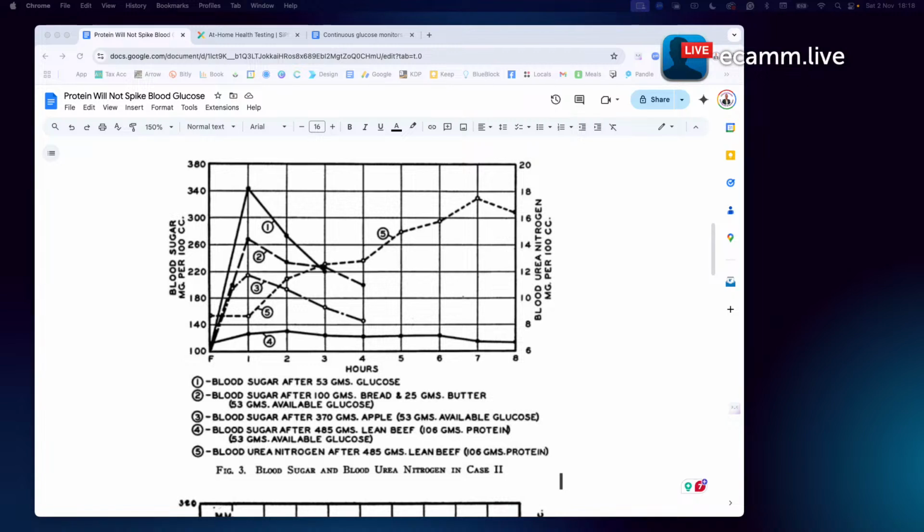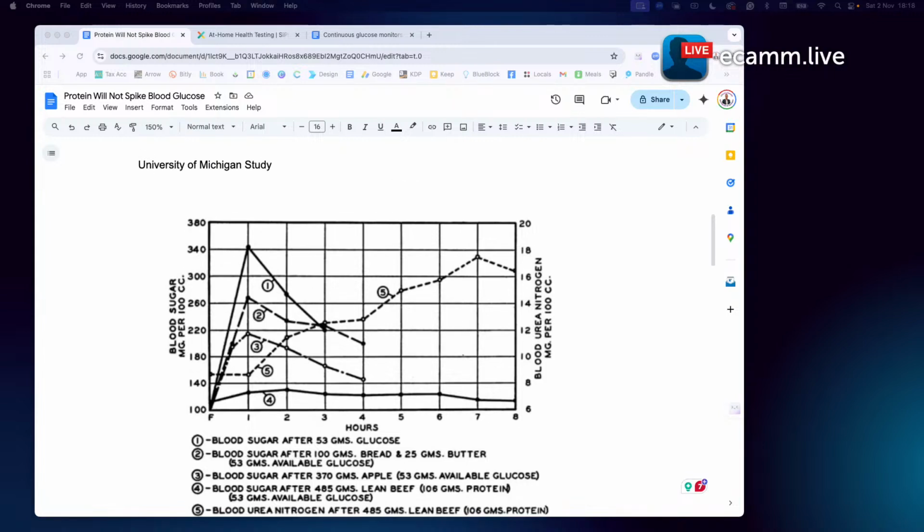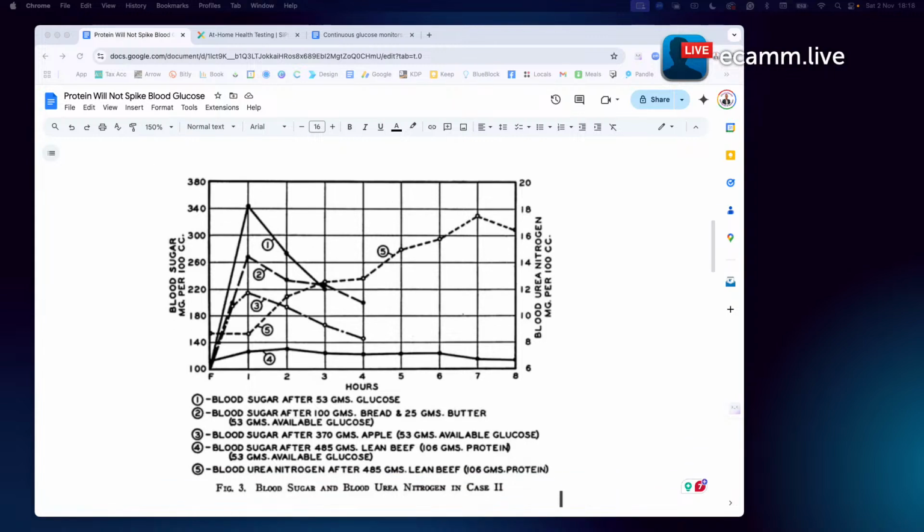Right. Excellent. So this is a display that I find particularly fascinating when it comes to blood glucose, because there's two studies here. As you can see, it's called Protein Will Not Spike Blood Glucose. So giving away the results, by the way. This test was done at the University of Michigan. They were so convinced that protein became blood glucose, and they estimated that about 50% of your protein will become blood glucose.